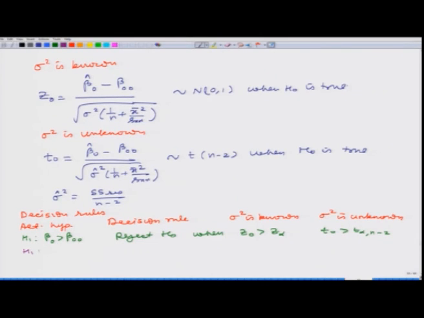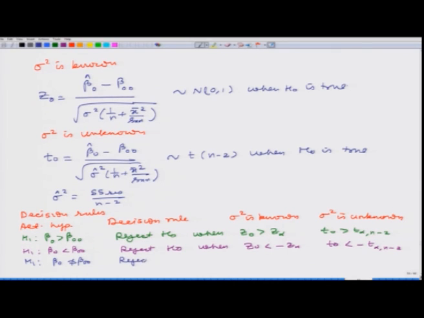Similarly, if my alternative hypothesis is H1: beta naught less than beta naught naught, then again the decision rule is to reject H naught whenever Z0 is less than minus Z alpha in case sigma square is known, and in case sigma square is unknown, then T0 is less than minus T alpha, n minus 2.